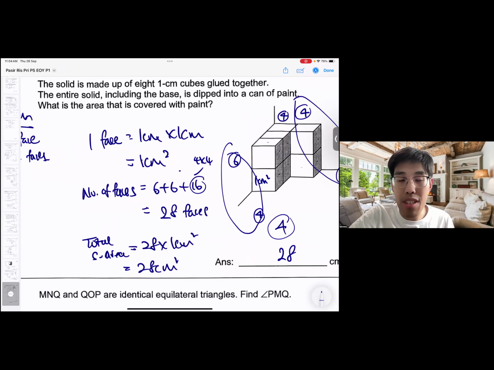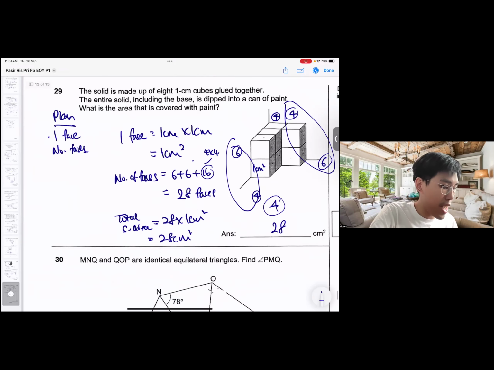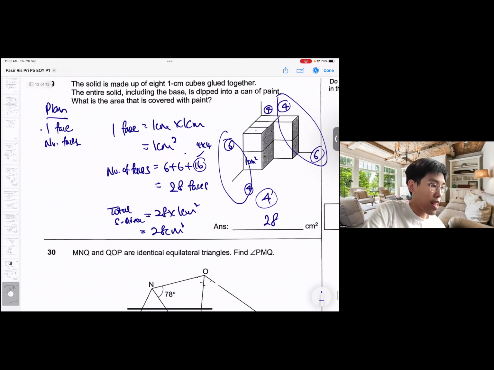Because it is to re-emphasize that this is a 1 cm cube. In the other instances, they tell you 2 cm cube, 3 cm cube, 4 cm cube. People will miss it out. Okay, so this is just to standardize the solving process. Okay, that's the idea. Okay, for this question 29.